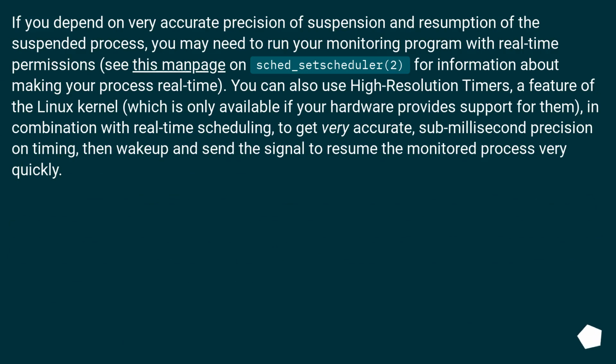If you depend on very accurate precision of suspension and resumption of the suspended process, you may need to run your monitoring program with real-time permissions. See the man page on sched_setscheduler(2) for information about making your process real-time. You can also use high-resolution timers, a feature of the Linux kernel, which is only available if your hardware provides support for them, in combination with real-time scheduling, to get very accurate, sub-millisecond precision on timing, then wake up and send the signal to resume the monitored process very quickly.